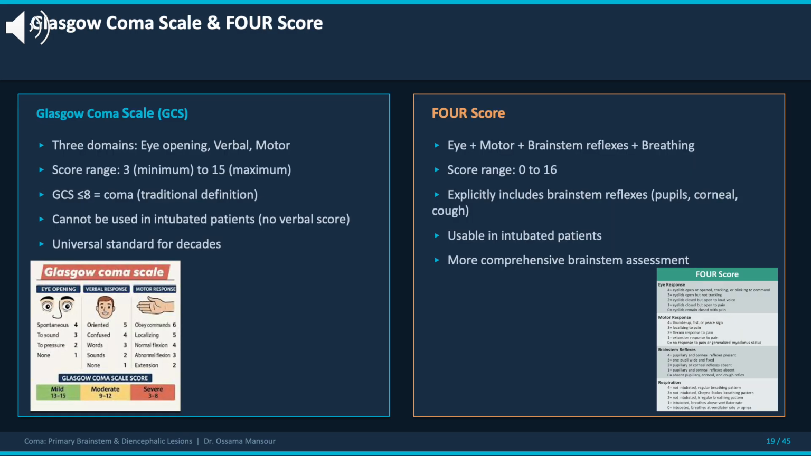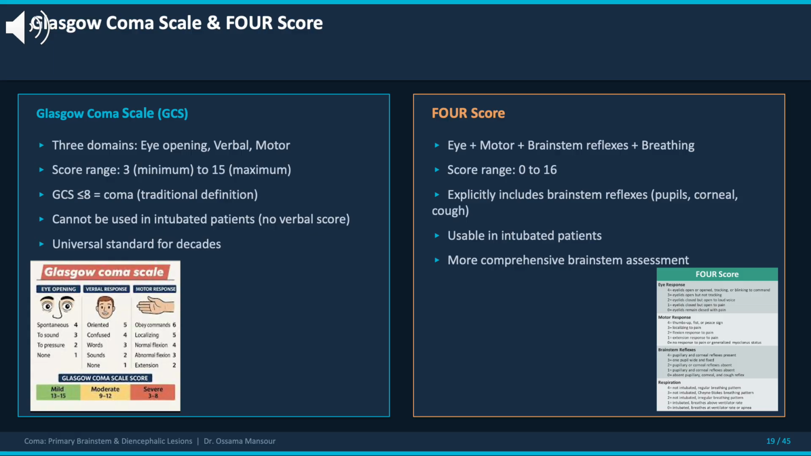To standardize assessment and communication about the level of consciousness, two widely used scoring systems deserve discussion. The Glasgow Coma Scale, universally known as the GCS, has been the standard tool for decades. It assesses three different domains: eye-opening, verbal responses, and motor responses, combining these to generate a total score. The maximum score is 15 points, indicating a patient who is spontaneously awake, fully oriented, and following commands normally. The minimum possible score is 3 points, seen in cases of complete unresponsiveness.